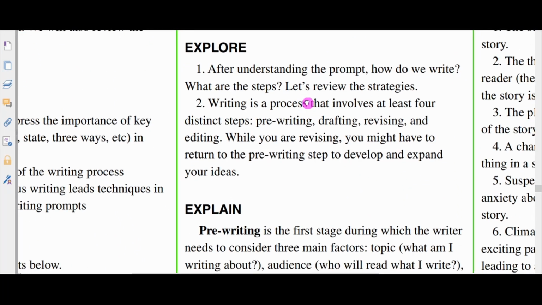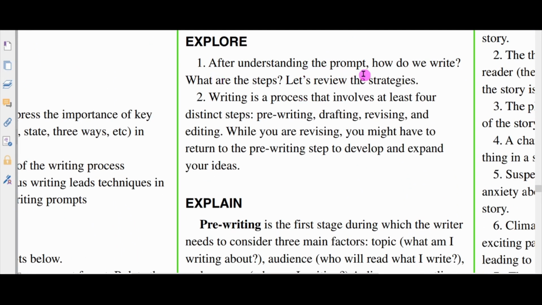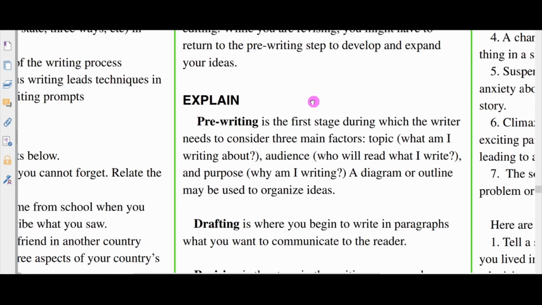Explore. After understanding the prompt, how do we write? What are the steps? Let's review the strategies. Writing is a process that involves at least 4 distinct steps: pre-writing, drafting, revising, and editing. While you are revising, you might have to return to the pre-writing step to develop and expand your ideas.